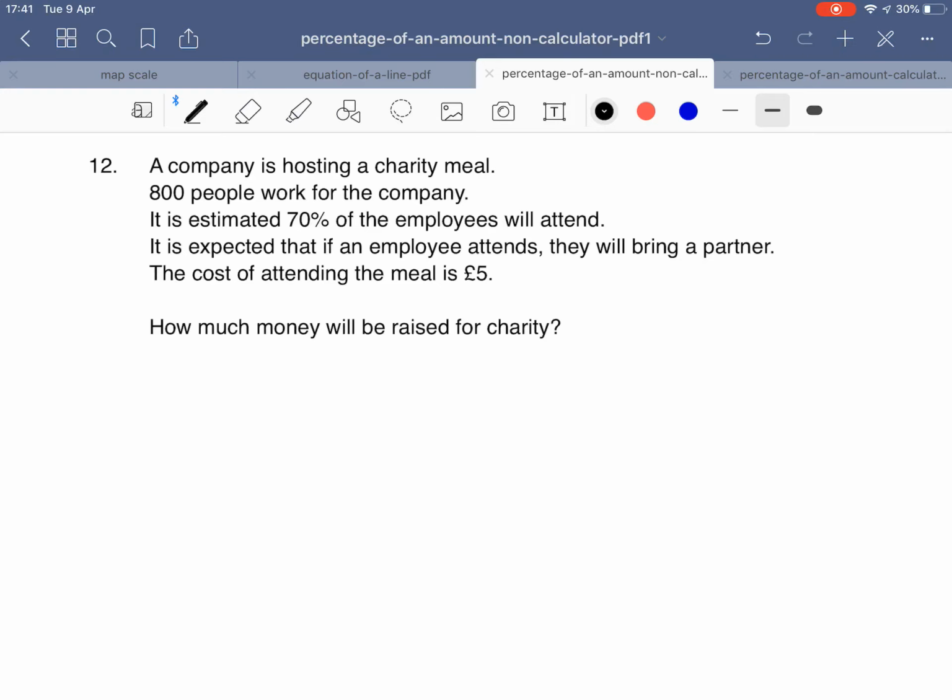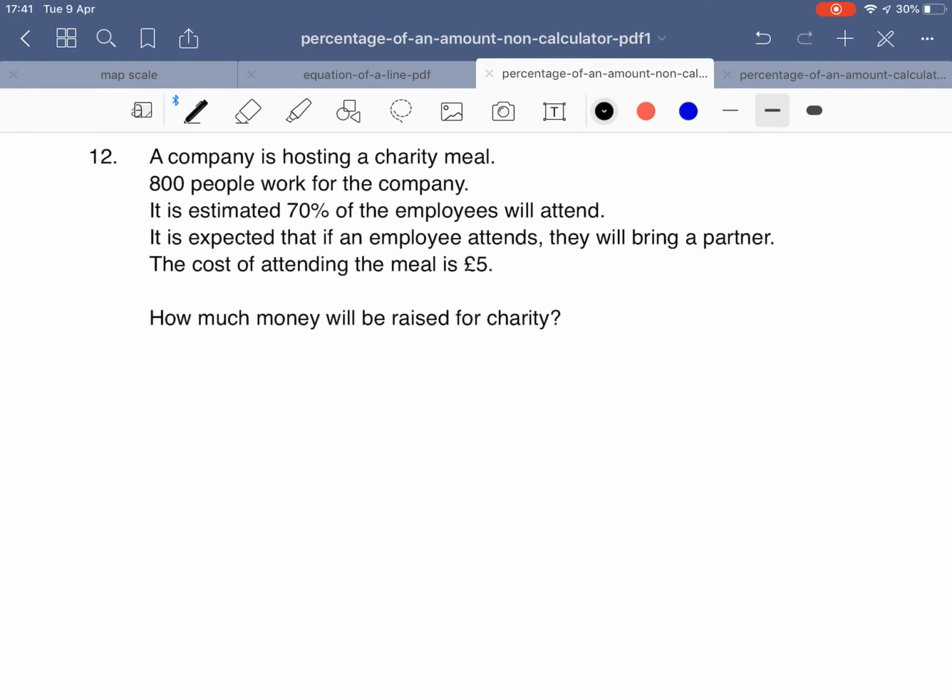This is only going to be an estimate for them, but first of all, we need 70% of the people that are going to attend. So we need 70% of 800. So I'm going to start with 10%. My starting point is always 10%. So to find 10%, we're just going to divide by 10.